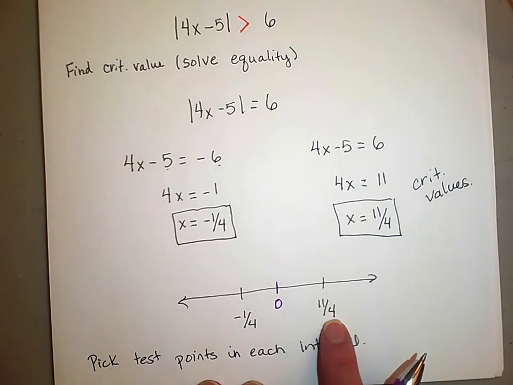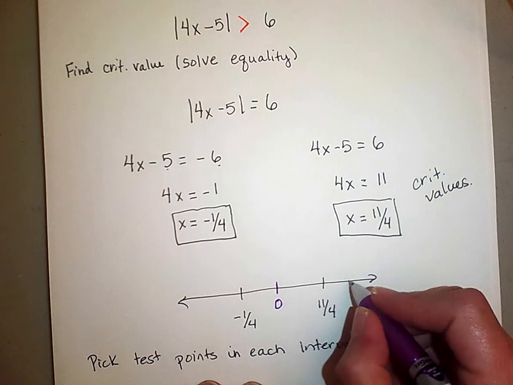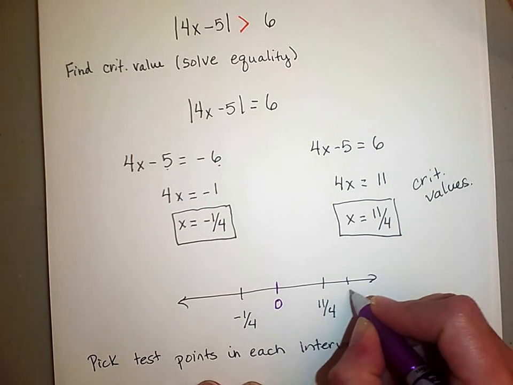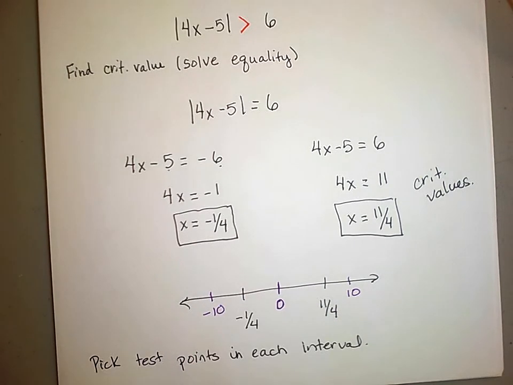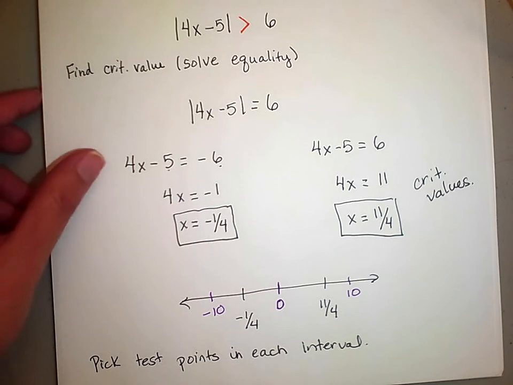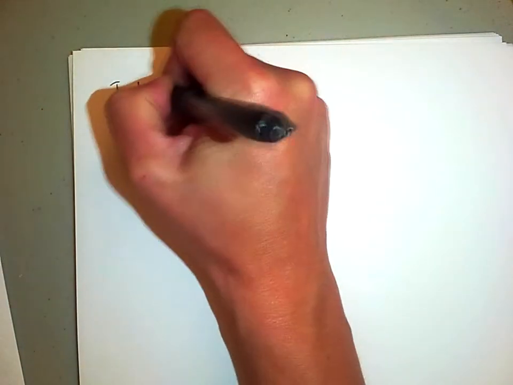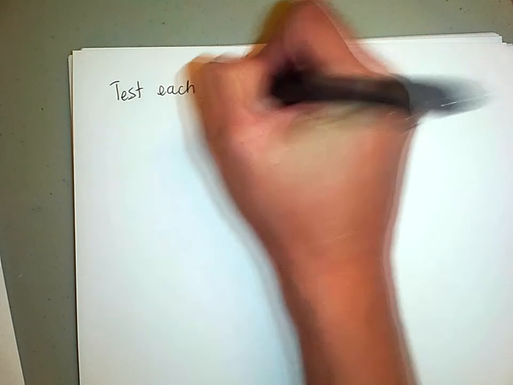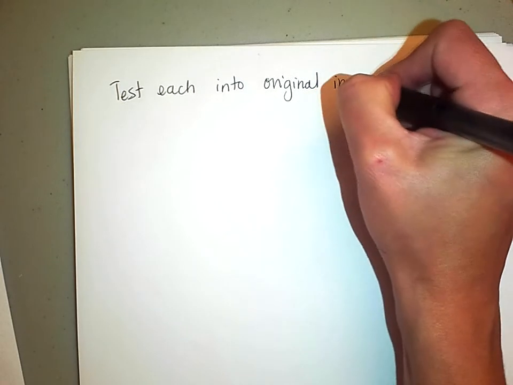If this was 12 over 4, this would be the number 2. So 2's in here. That's not too bad to work with. We could also work with 10. It doesn't matter. I usually default to negative 10, 0, and 10. It's up to you. All right. Now we have to evaluate each of our test points. So test each and put it into the original inequality.